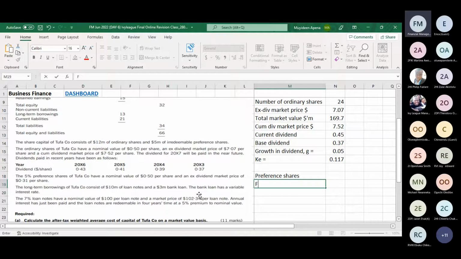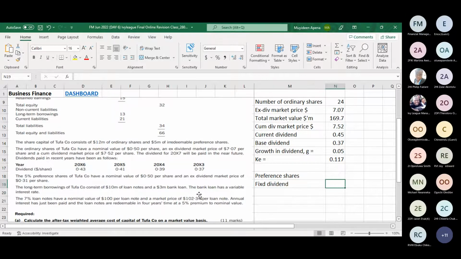Fixed dividend. 5% preference shares of Tufaco have a nominal value of 50 cents per share. So that 5% represents the fixed dividend rate, isn't it? Yes, sir. And that will be paid based on the investment value. Each investment worth 50 cents per share.